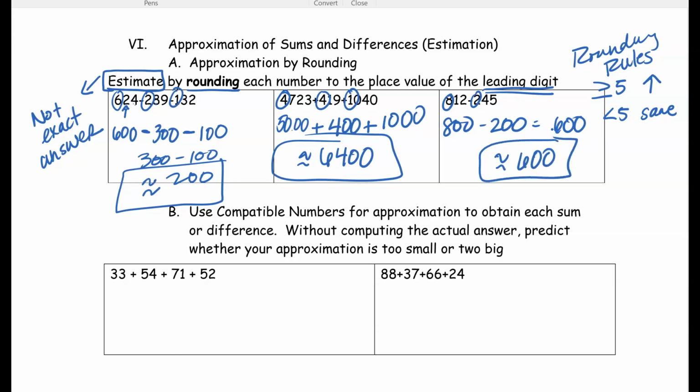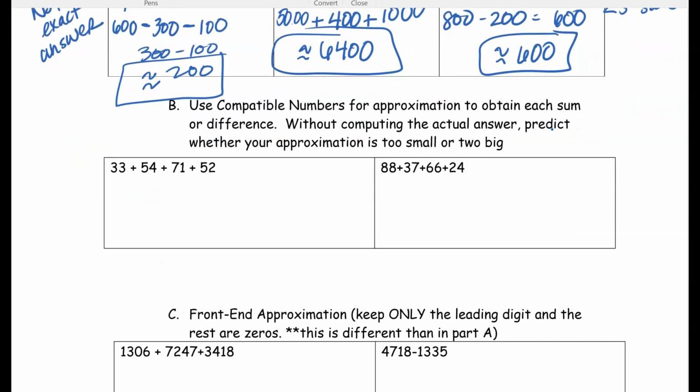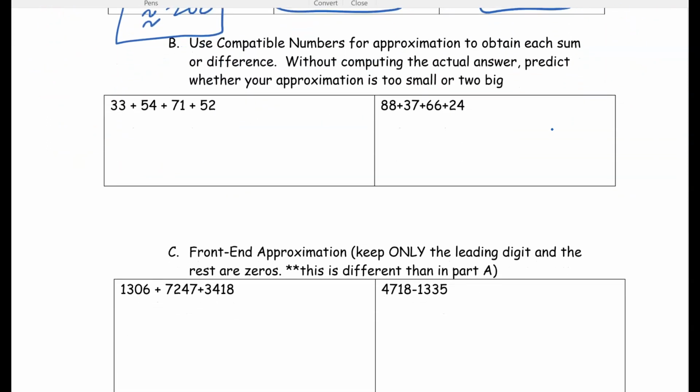Okay. So this next one, we're going to combine a strategy we used on the last page, compatible numbers. So these are those friendly numbers. So think 1 and 9, 2 and 8, 3 and 7, 4 and 6, 5 and 5. And we're going to also round. So approximation. If you see the word approximation in the instructions, that means you're allowed to round.